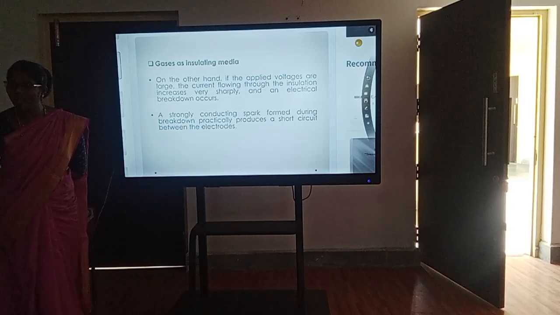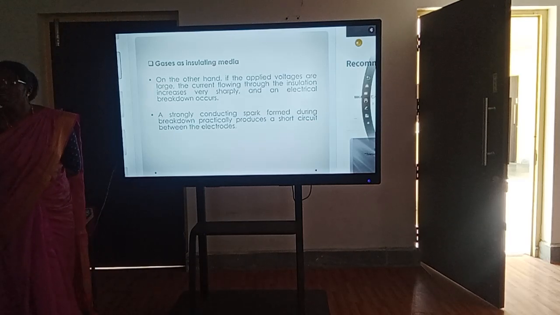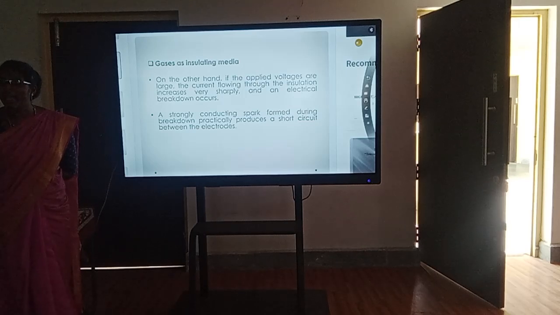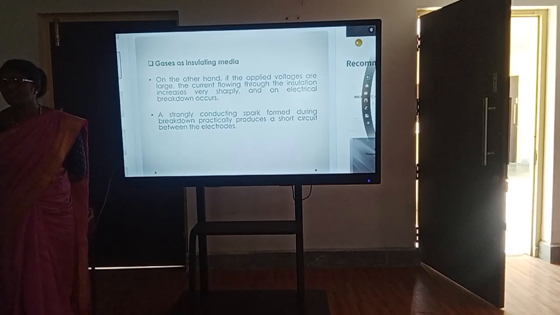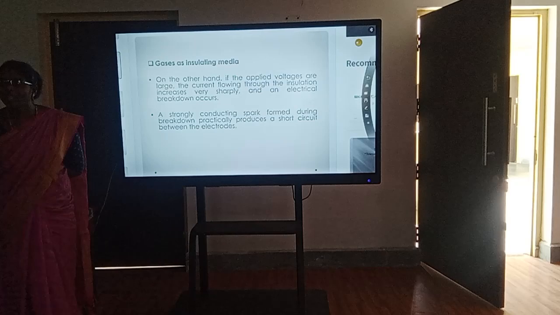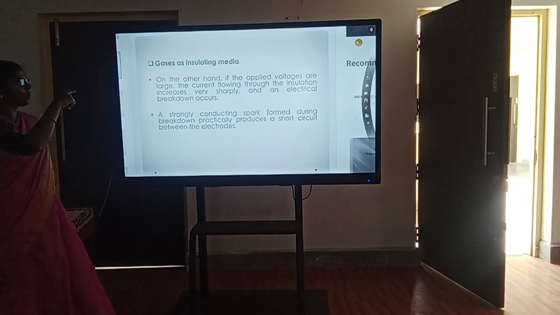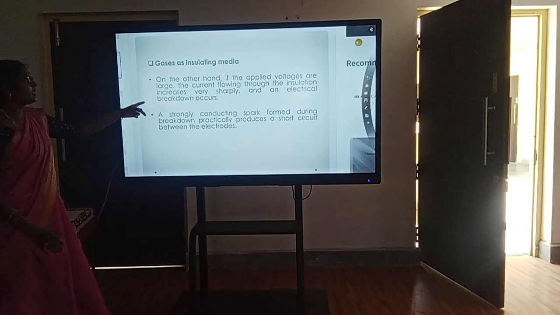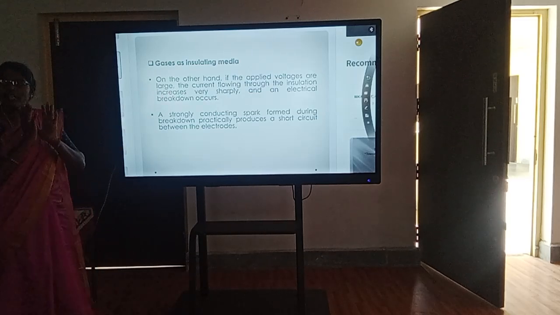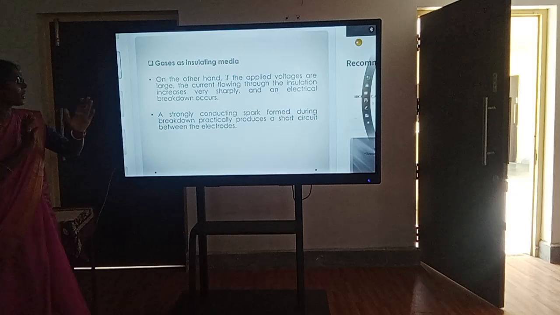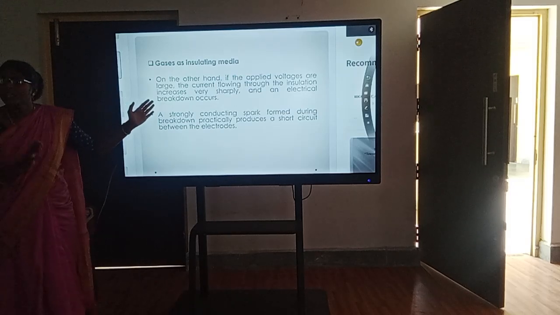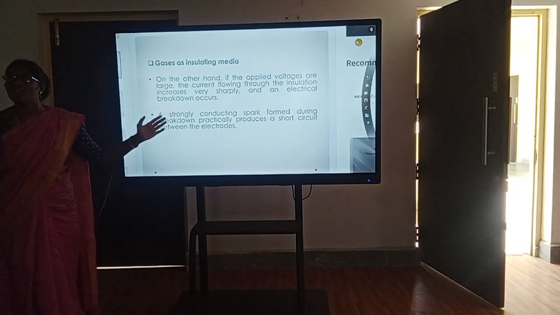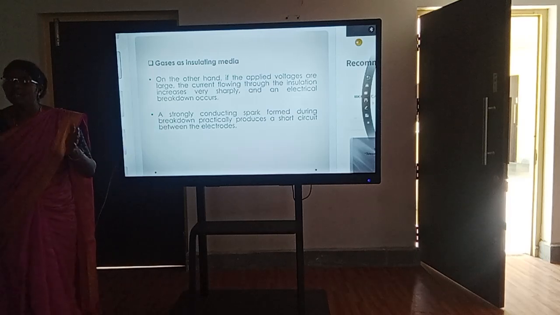The dielectric, what all is it? Air, gases, or even materials. In low voltage applications we can use materials. In higher voltage applications we are using air as a medium, or gases. With these gases, during high voltage, the current will flow in a larger amount and increase sharply. Under that condition, electrical breakdown will occur, and the insulator is losing its property.